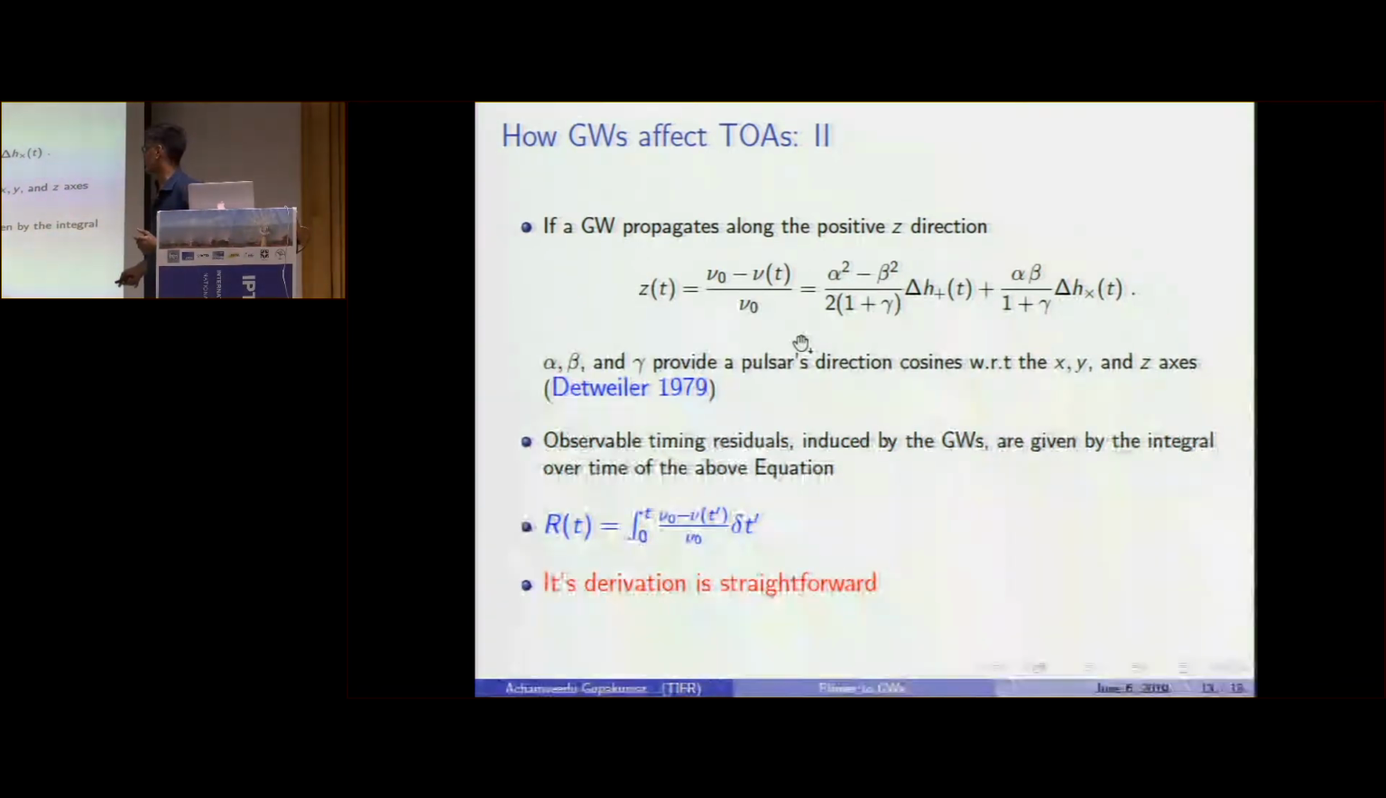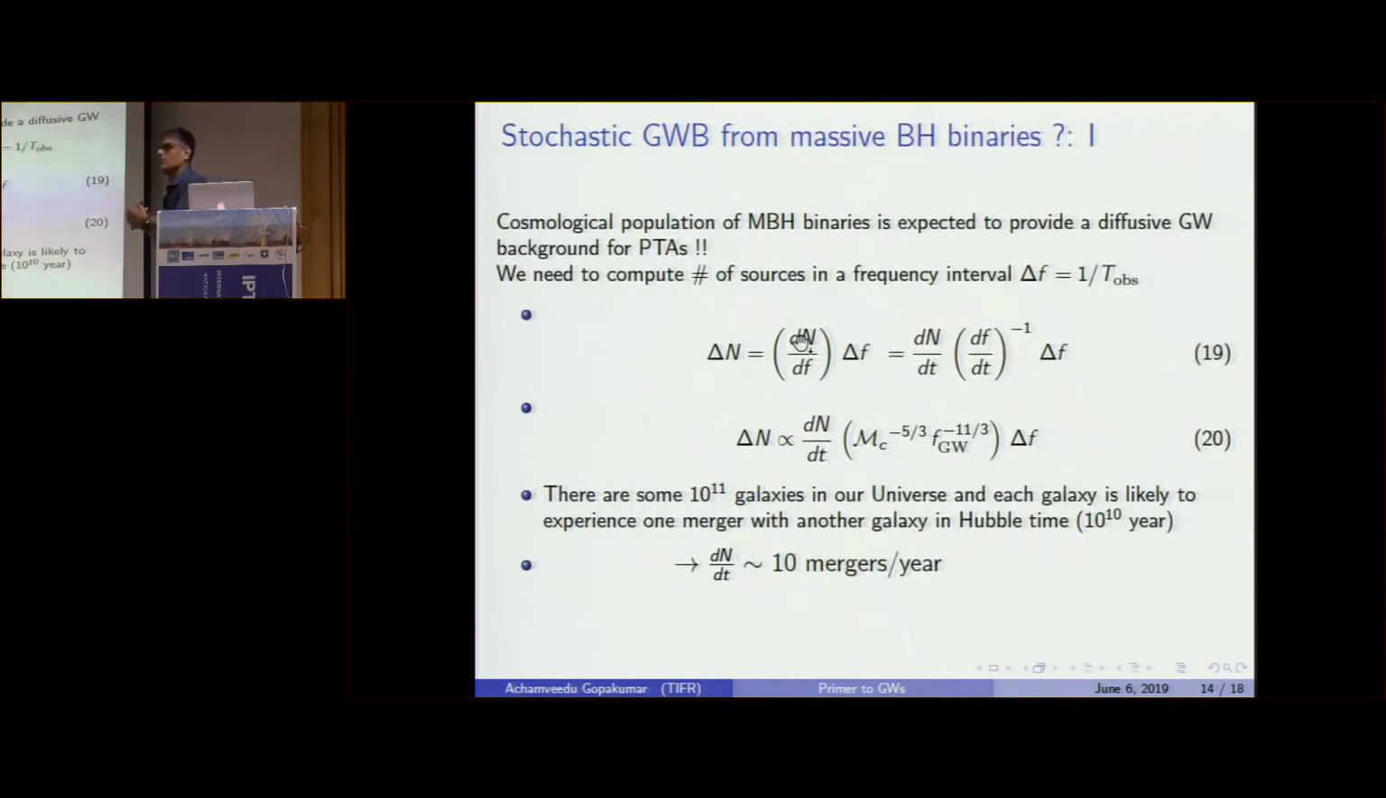The point is that a passing gravitational wave changes the rotational frequency of a pulsar in a very specific manner, and those changes depend on the strength of the gravitational wave here on the Earth and at the pulsar. Integrate this expression over your observational span, and you get the timing residuals. And what we really hope is that we will see a stochastic background of gravitational waves, caused by a cosmological population of massive black hole binaries.